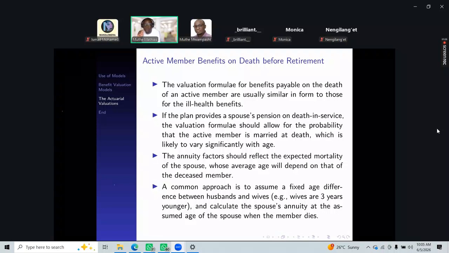The other one is actually active member death before retirement. Of course, you can have death after retirement, which is another case. So in this case, I'm just going to give an example for death before retirement. Remember, if you die, it's not you who is going to receive the benefit, right? Your beneficiaries are going to receive the benefit, right?